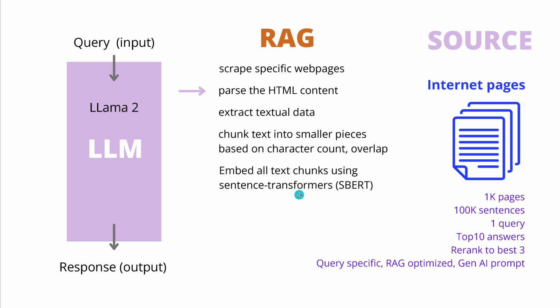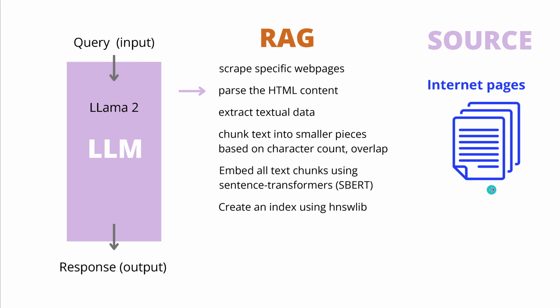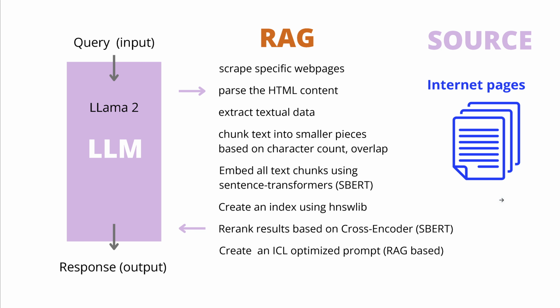And in the end, we feed back to our LLM a very specific RAG-optimized generative AI prompt, an in-context learning prompt. So we have the latest, best and most useful information that the system feeds back into the LLM, and the LLM will generate a beautiful answer. Okay, so yeah, we will create an index, we will re-rank the results, we will also use something from the sentence transformer which is called a cross-encoder. And I will show you how to create an ICL, in-context learning, optimized prompt that is RAG-based.